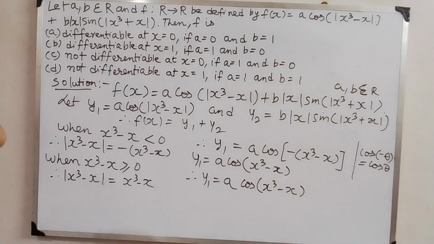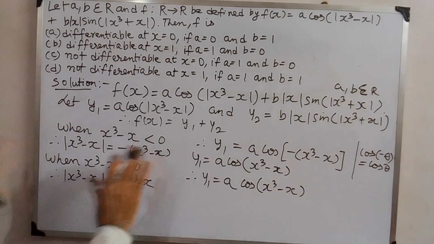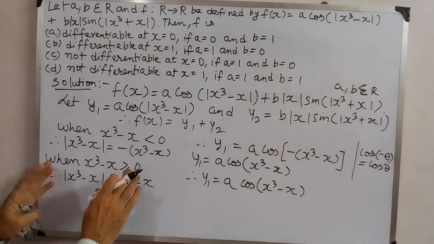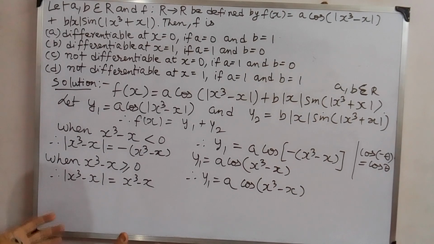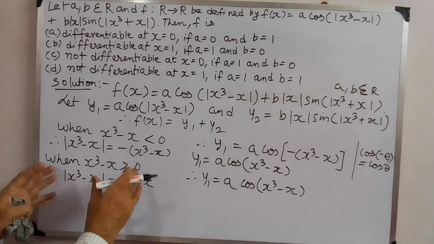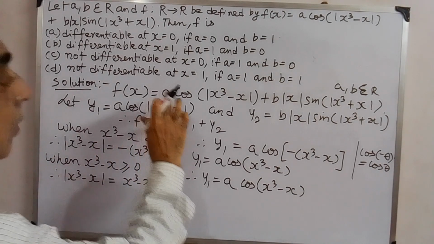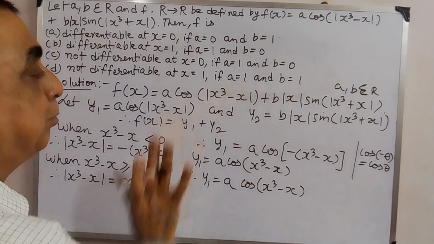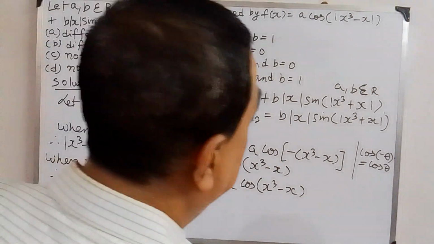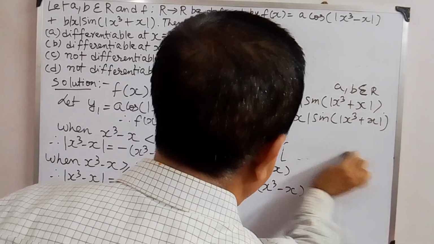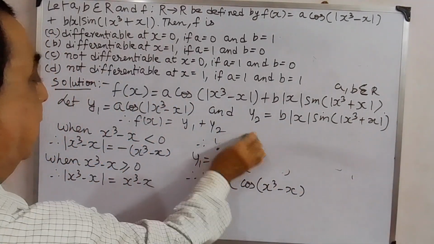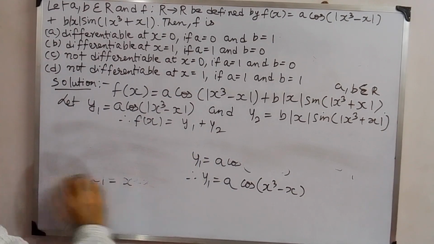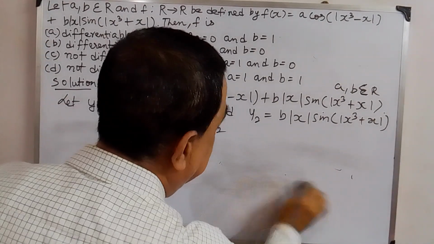So what we are noticing is that whatever the value of x³ minus x, whether it is less than 0 or greater than or equal to 0, y1 is always equal to a cos of x³ minus x, which is free from the modulus. Now let us check for y2, the second part of the function.